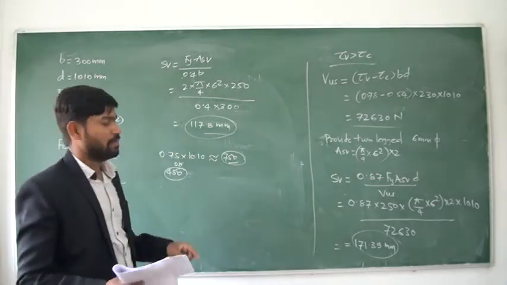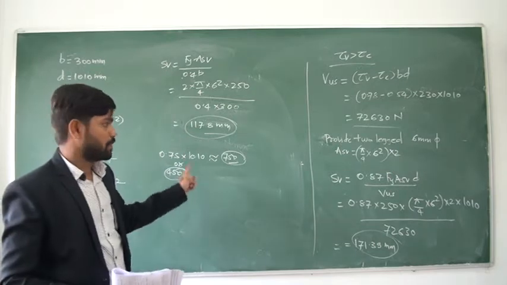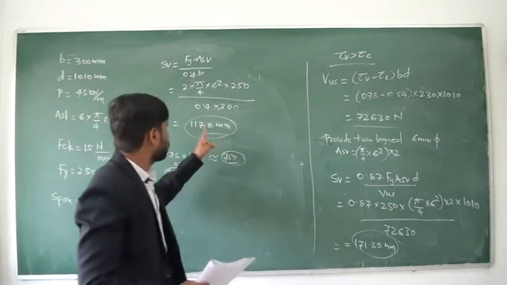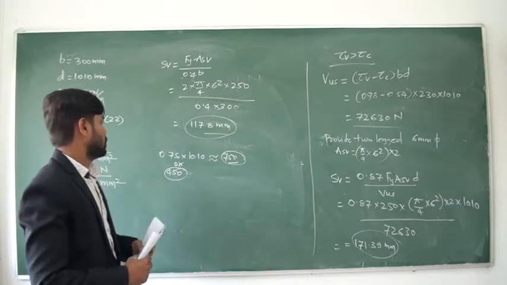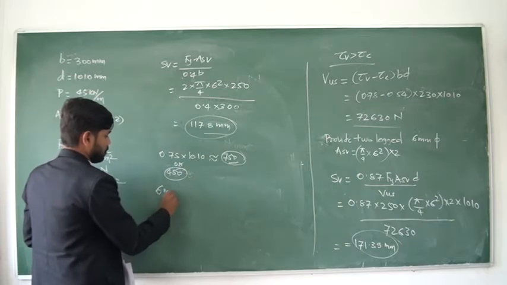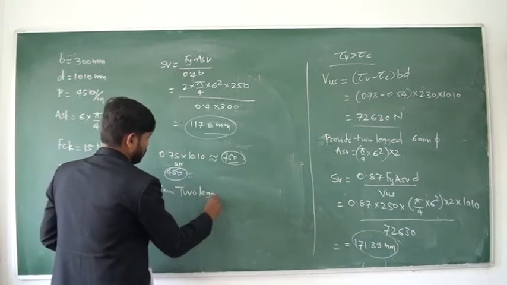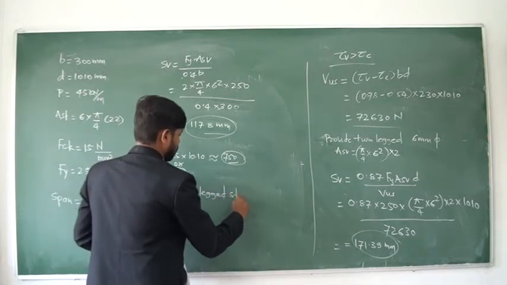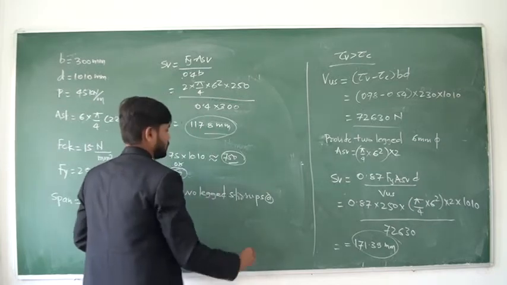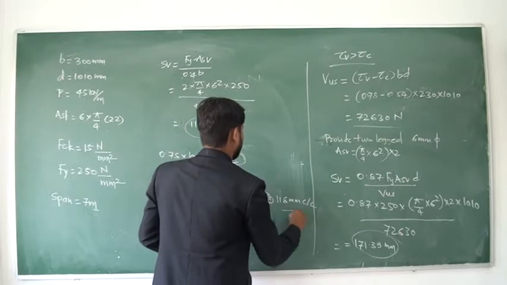So you have to provide the minimum spacing which is calculated from all these 4 equations, 4 guidelines, 1, 2, 3 and 4. So this is minimum. So I will provide 6 mm 2-leg stirrups at 118 mm center to center.